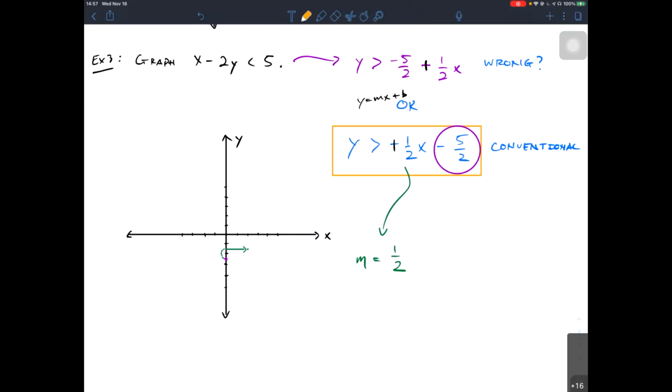All right, cool. So obviously we connect these dots, but when we connect these dots, is it dotted or solid? Dotted. Yep, perfect. And it's because of this. So remember, everyone, that this sign here is going to dictate a dotted line. And I'll draw that really quick right here.